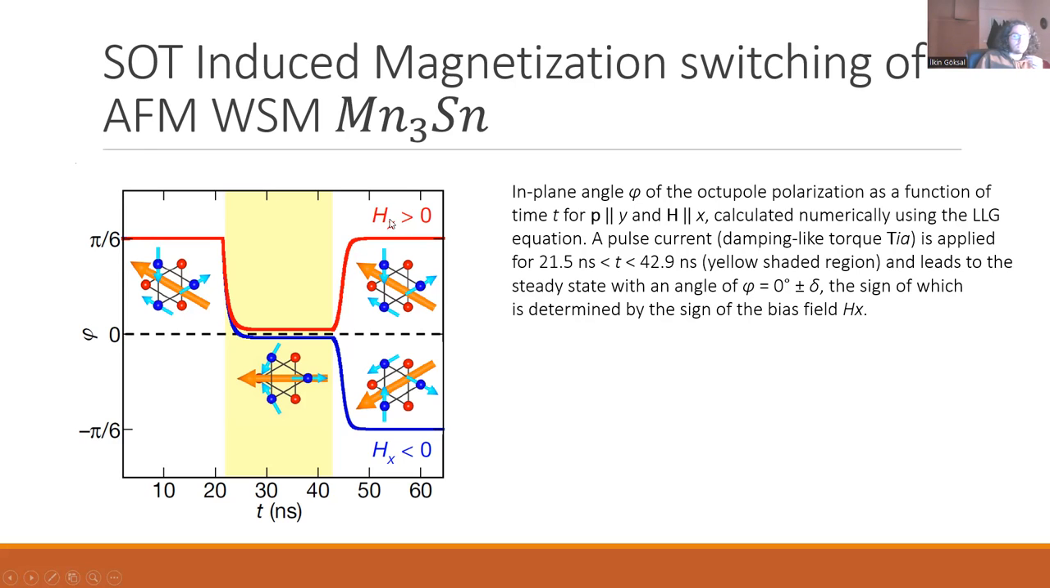And since the data in the two previous slides showed that the easy axis for this experiment was the X, and the magnetic field is applied in the X direction. So after 20 seconds, between 20 seconds and 40 seconds, the system will be in this state. And when the magnetic field is applied in the negative X direction, the system should be switching to this. And when the magnetic field is applied in the positive X direction, the system should be in this state. This is what they expect from the switching experiment.